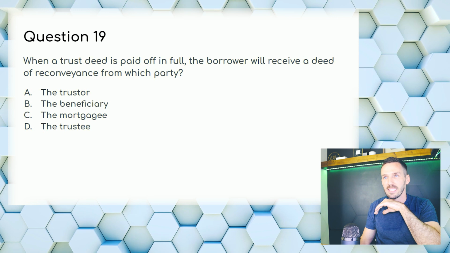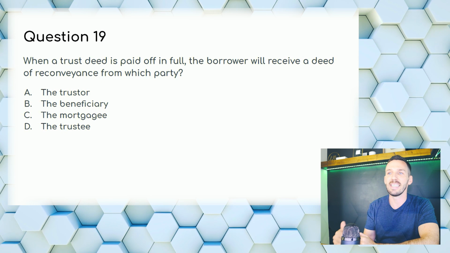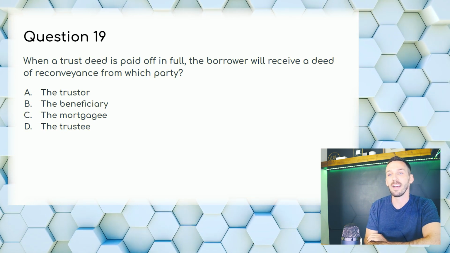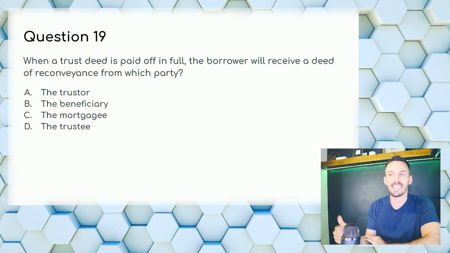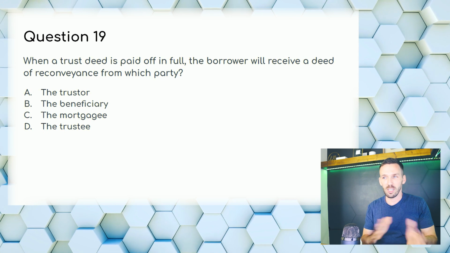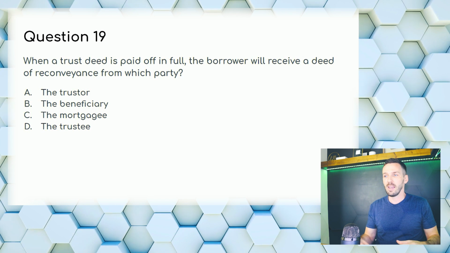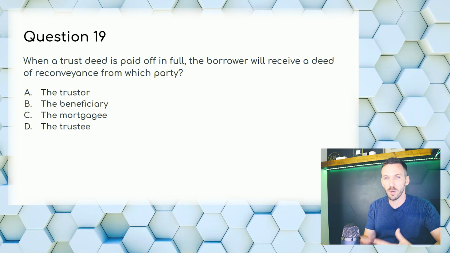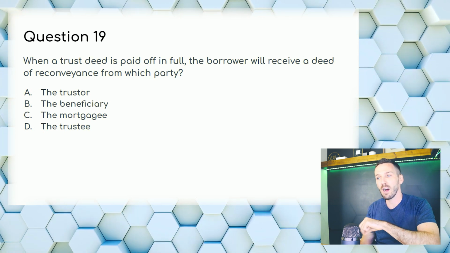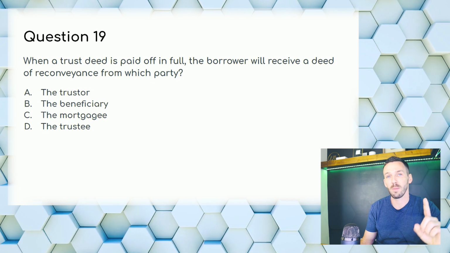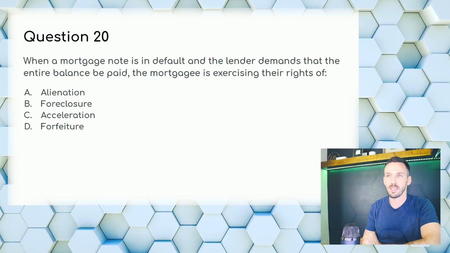Question 19. When a trust deed is paid off in full, the borrower will receive a deed of reconveyance from which party? A, the trustor, B, the beneficiary, C, the mortgagee, or D, the trustee. So for this whole deed of trust, promissory note, mortgage, etc., write these out in a column and put what they mean and who gives what to who. This will really help. So the trustor is the borrower. When a loan is paid off, the trustor gets the deed of reconveyance from who? The trustee. So the answer here is D, the trustee.